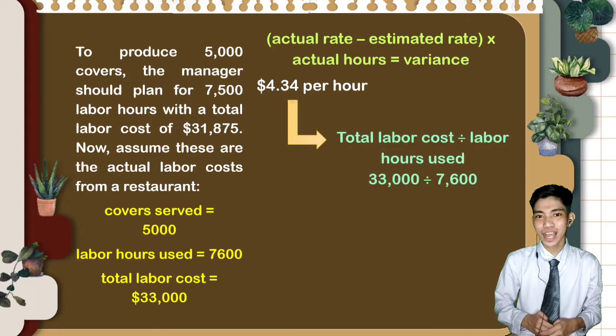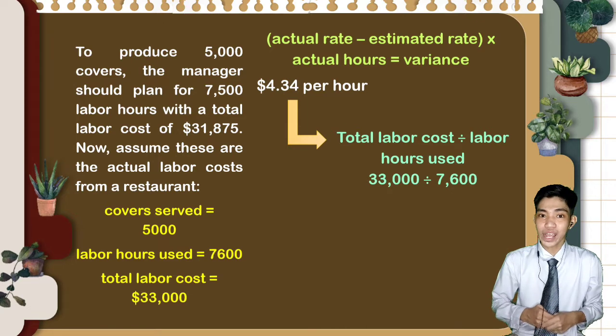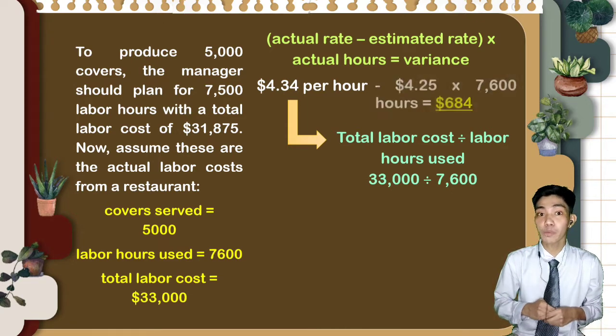So $33,000 divided by 7,600 is equal to $4.34 per hour. So ito ang magiging actual rate natin for this problem. So itong nakuha nating actual rate ay ima-minus natin sa ating estimated rate which is about $4.25. Bali, 4.34 minus 4.25 is equal to 0.09 times the actual hours which is 7,600 for the total variance of $684.